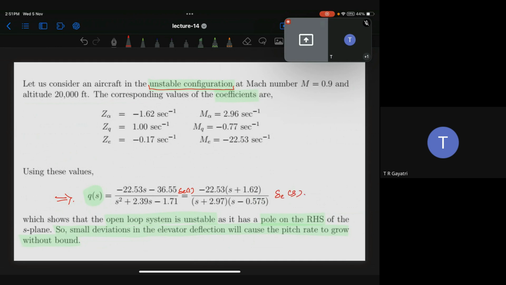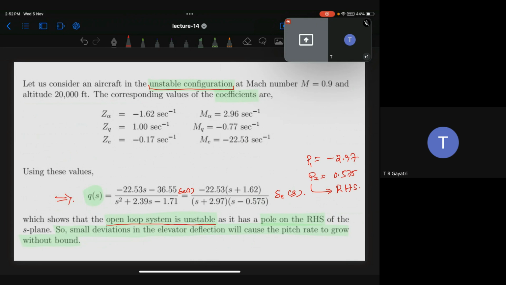Here the open loop system is unstable. Why? Because you see the poles' location. What are the poles? P is equal to minus 2.97, that is one pole. The second pole is 0.575. So this pole is existing in the right half side. Yes or no? Yes, sir. So the system is unstable. One pole is on the left side, one pole is on the right side.